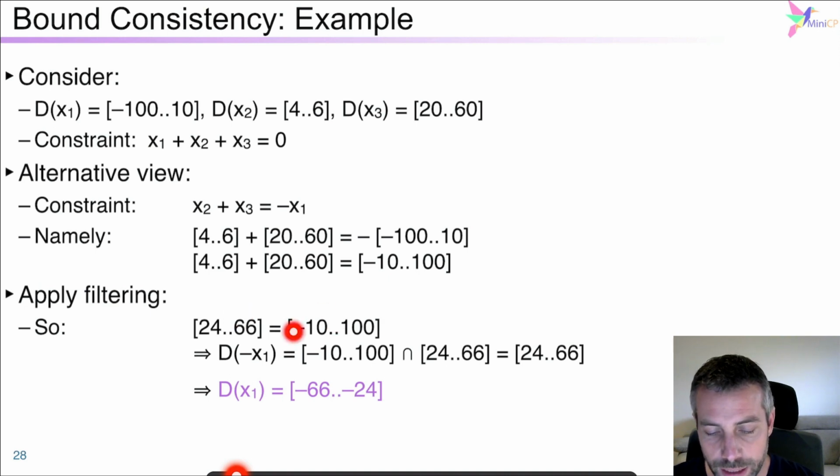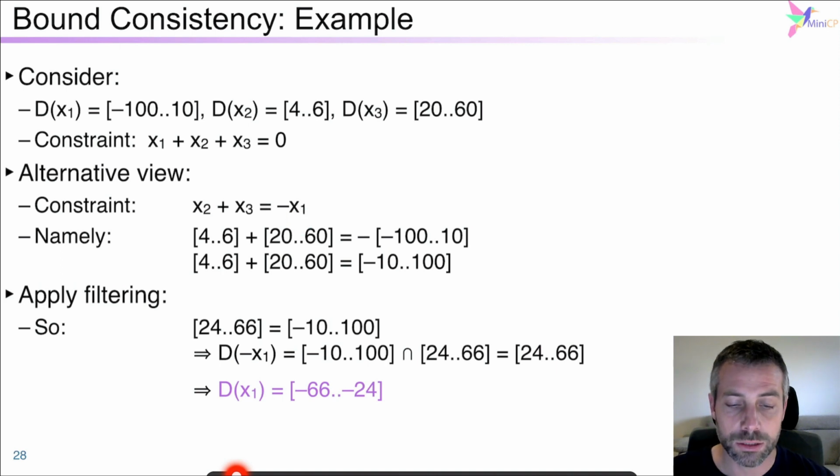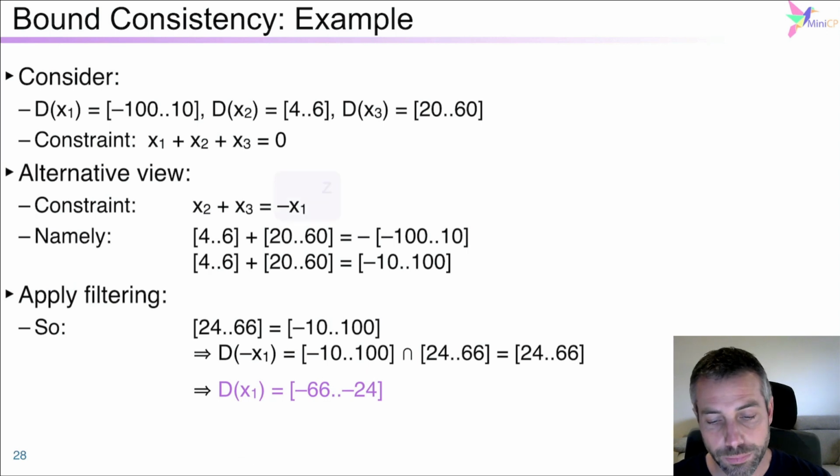And so the one here on the right hand side will become minus 66, minus 24. But because, if you remember, that's the interval for minus x1, if we transform the interval to come back to the interval for x1, the domain of x1 will become minus 66, 24. That's exactly the kind of reasoning that we will do for achieving bound consistency for the sum constraint.